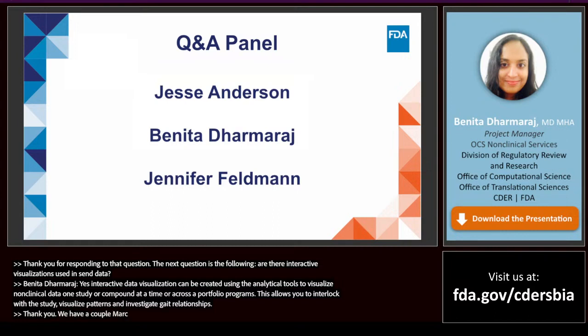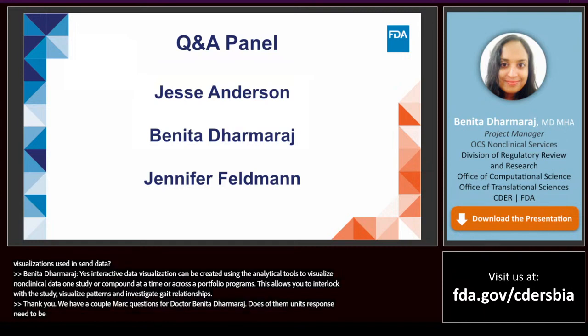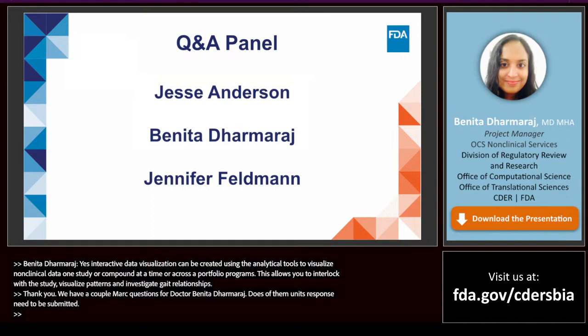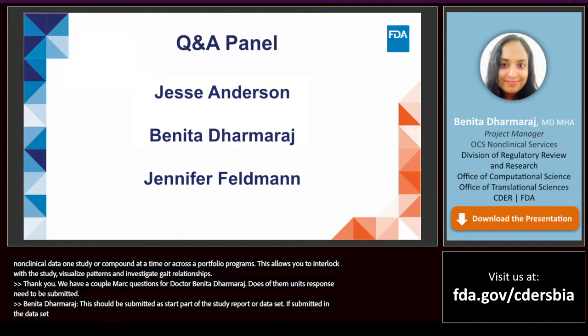Does immune response data need to be submitted? This should be submitted as part of the study report or the dataset. If submitted in the dataset, the LB or IS domains are acceptable, and the CALCN and supplemental qualifier domain limit quantification.